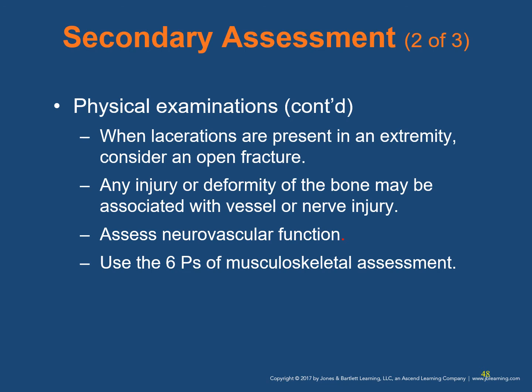Any injury or deformity of bone may be associated with vessel or nerve injuries. You must assess the neurovascular function every 5 to 10 minutes during the assessment, depending on the patient's condition, until he or she is in the hospital. Always recheck the neurovascular function before and after you splint or otherwise manipulate a limb. Examination of the injured limb should include the 6 P's of musculoskeletal assessment: pain, paralysis, paresthesia, numbness or tingling, pulselessness, pallor, and pressure.